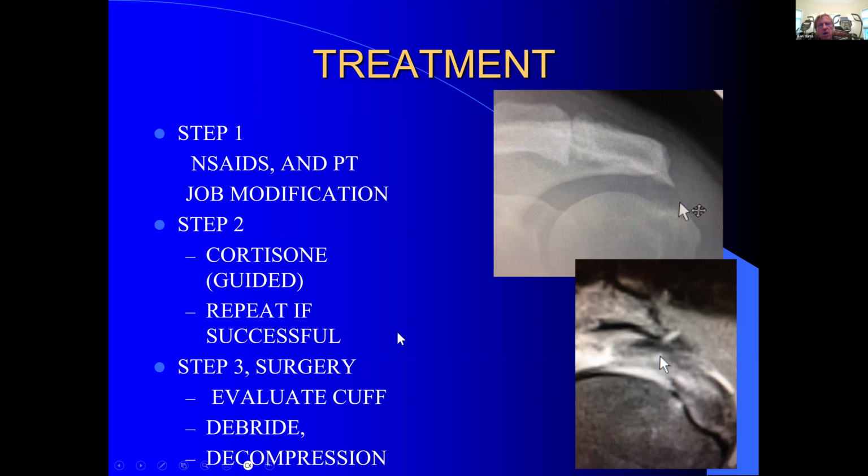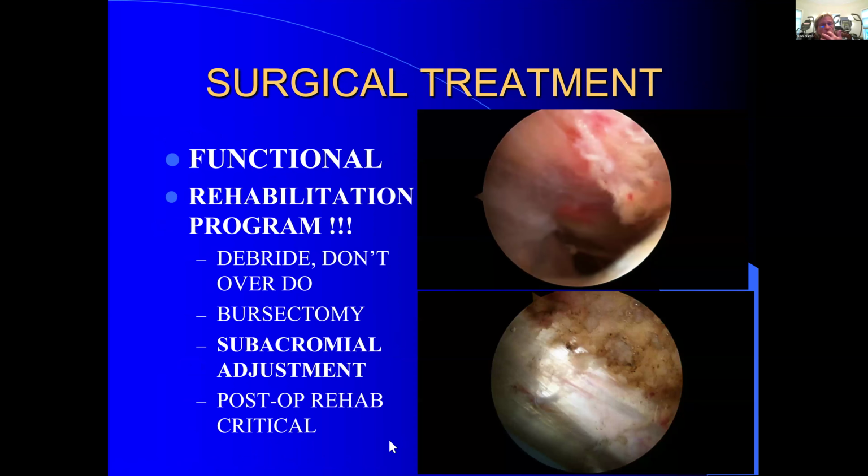And that surgery, basically you evaluate the cuff. You've got an MRI, so you know if it's torn enough. Debride a partial cuff tear, do a subacromial decompression, or adjustment is basically what I call it now, and then address the cuff issues. And so what does it look like?